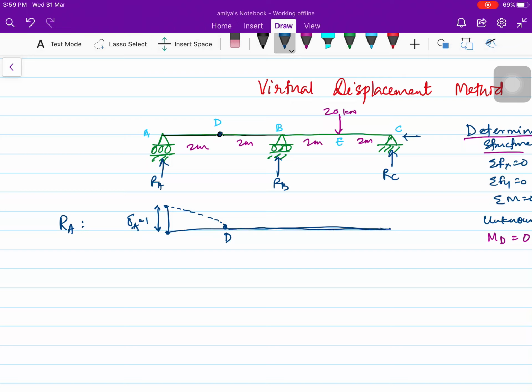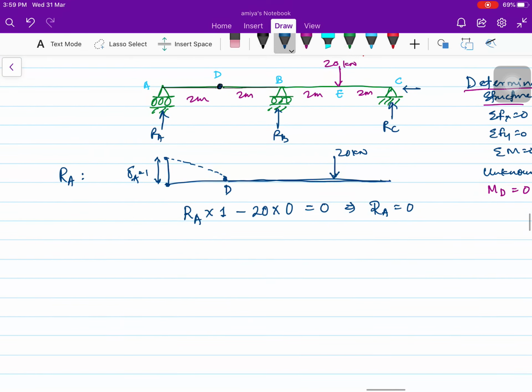So we have a load here, 20 kilonewton. The total work done is RA into unit displacement at A, force into displacement, minus 20, which is in the downward direction, but there is no displacement, so 0. So this total work done is equal to 0. So RA is equal to 0. There is no reaction.